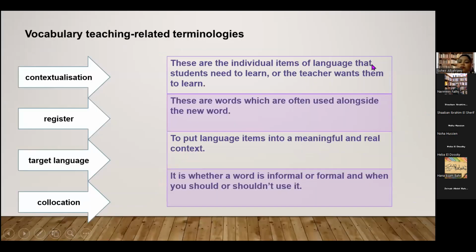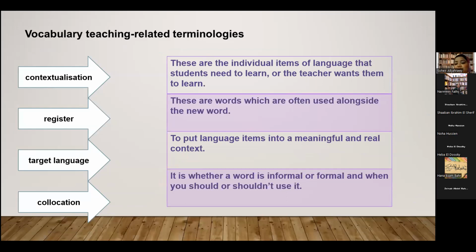Before we start on the main focus, we need to know some definitions and terminologies that are related to teaching vocab. So we have here some terms and some definitions, and we need to match. Just write on the chat box. I'll say the definition and try to guess and write on the chat box the correct term. We have contextualization, register, target language, and collocation. We will start with the first one.